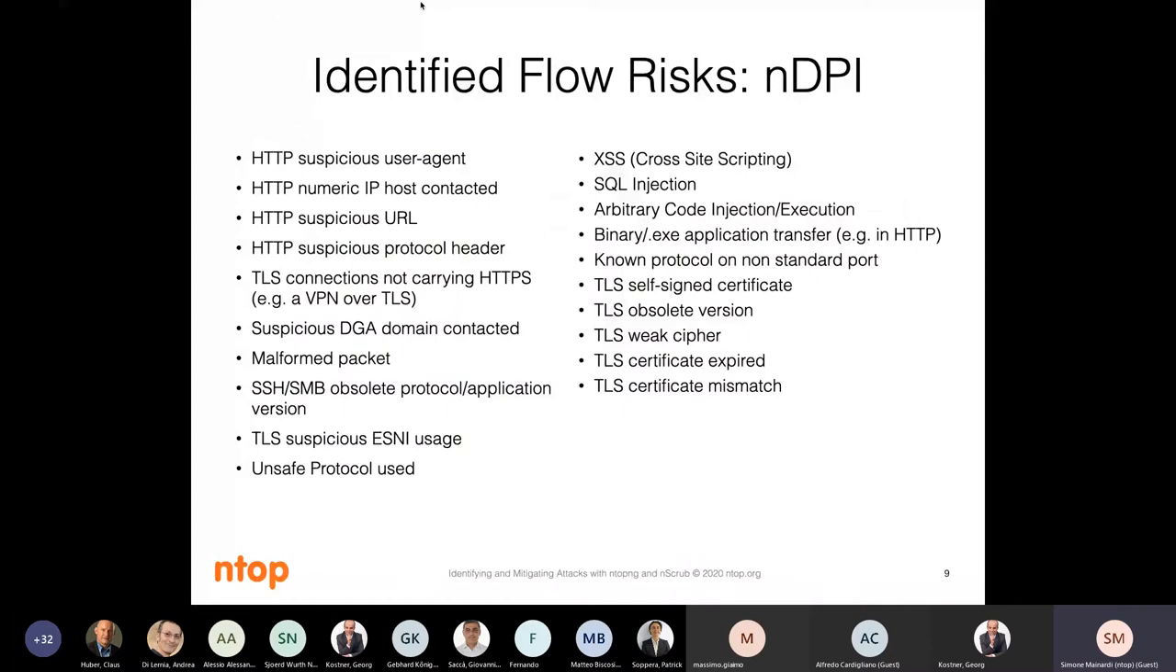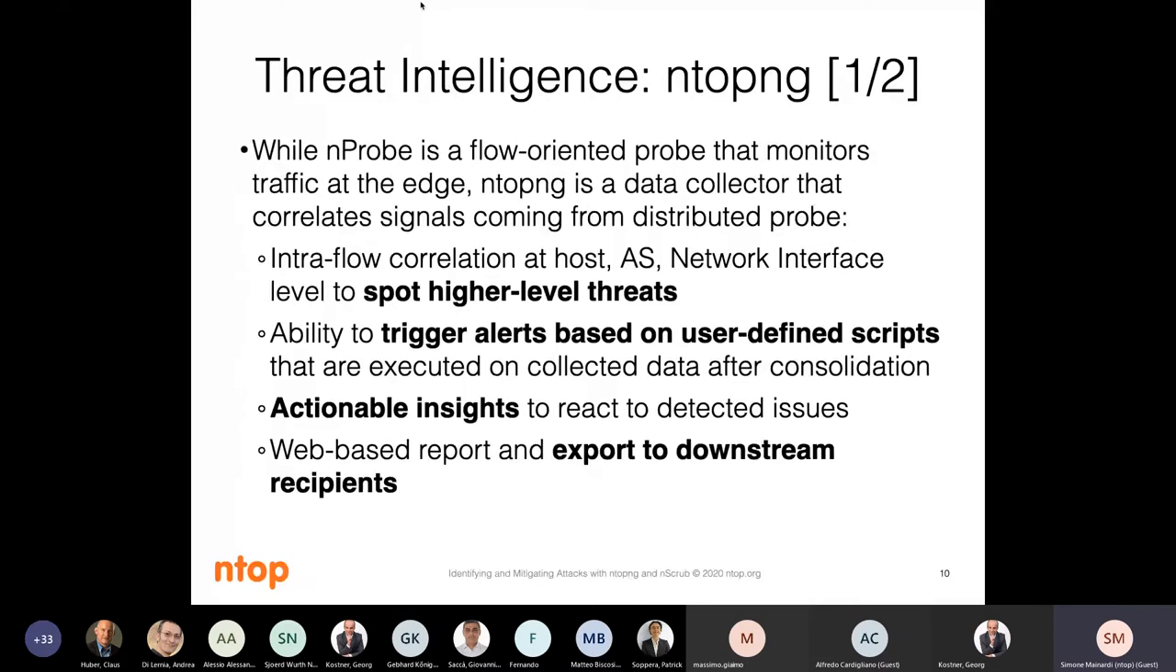However, this library per se is not enough to actually give you the big picture, to actually give you enough intelligence to understand what's going on. You need to correlate and combine these data into something which gives you the overview, which gives you the big picture of what is happening in your network. So for this, you can use the ntopng.